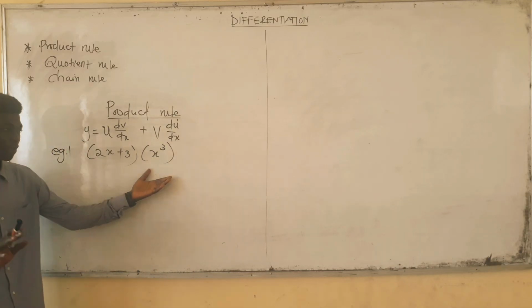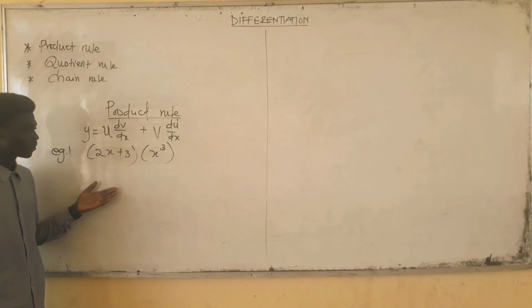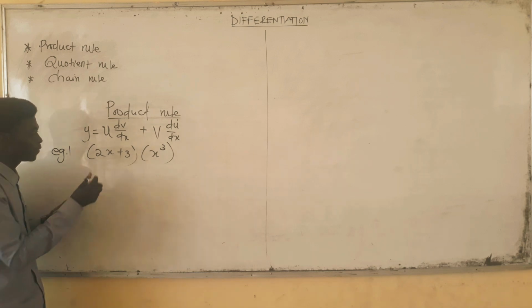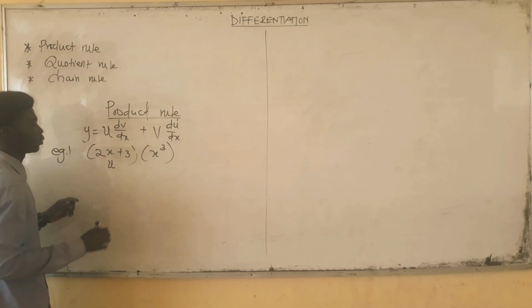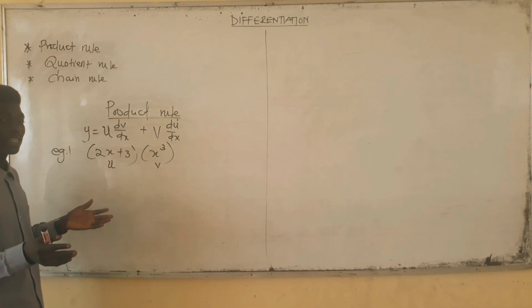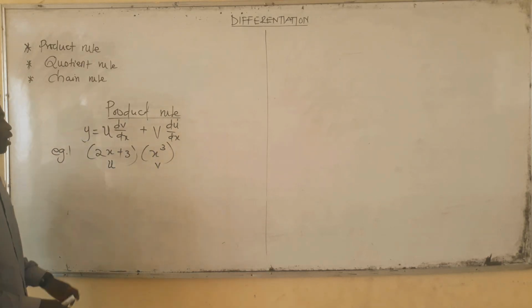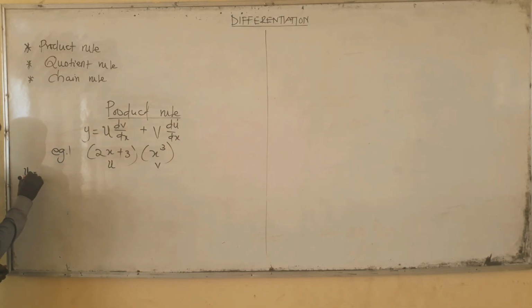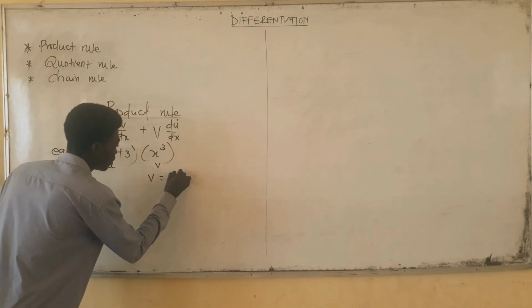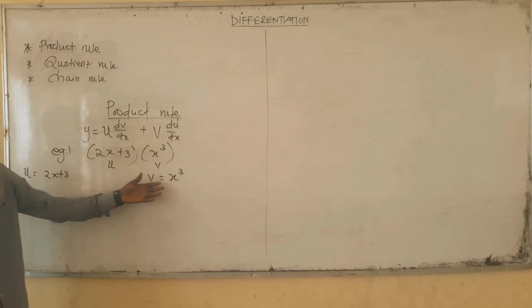Now, let me break it down for you. So we have the question here. Anytime you see a question of this kind, please take note that the first one is your u, and the second one is your v. Okay, so now you know that your u is 2x + 3, and your v is x to the power of 3. Now let's differentiate these functions here.